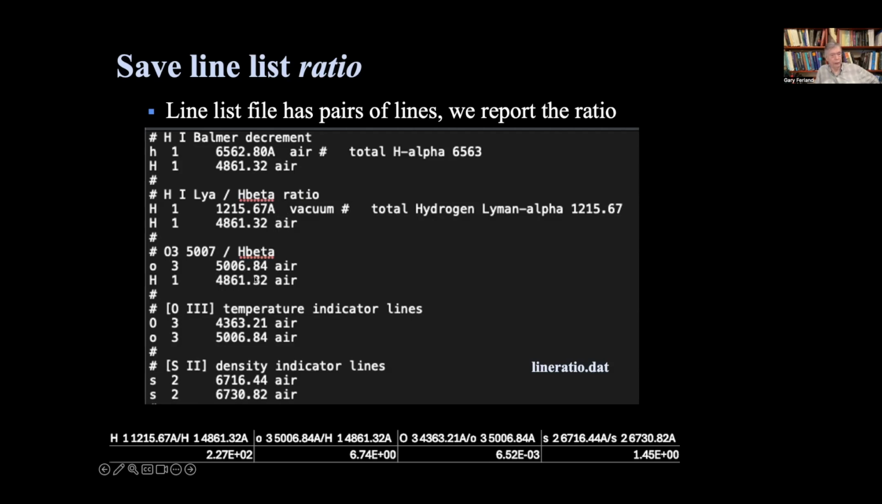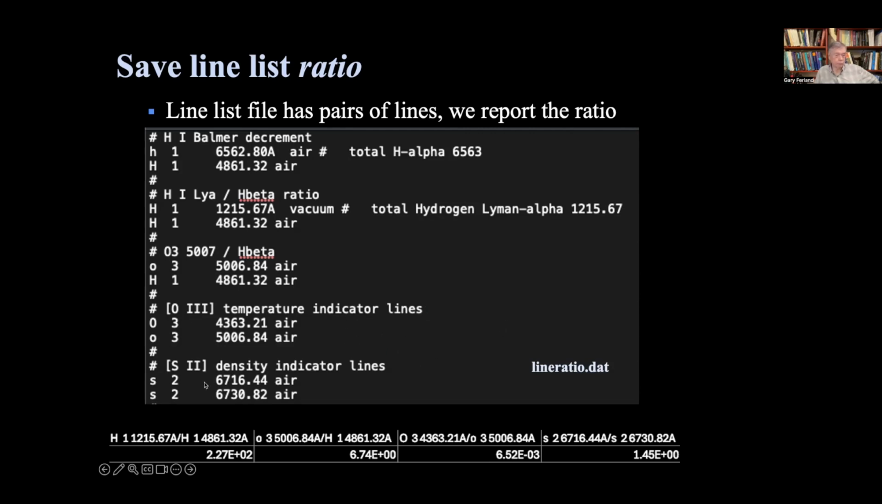Then the O3 to H beta, that's used for many things. This is a very famous temperature indicator. You can measure the kinetic temperature of the gas, and a density indicator. So this is in the file line ratio.dat in the helper files for this video.